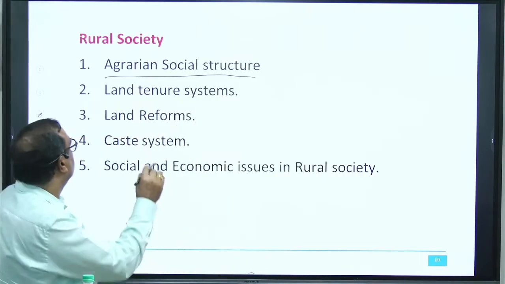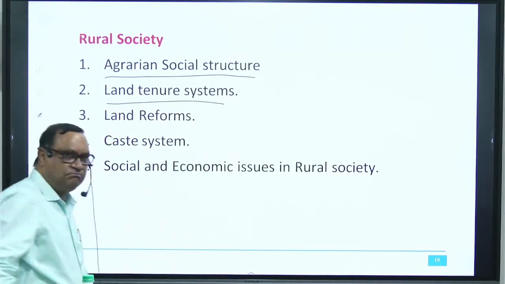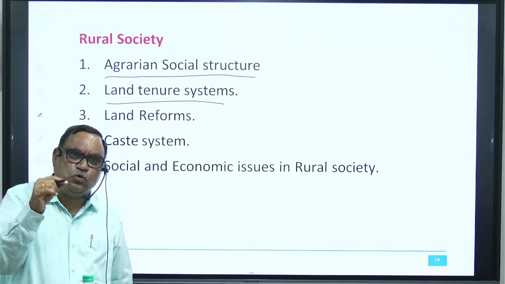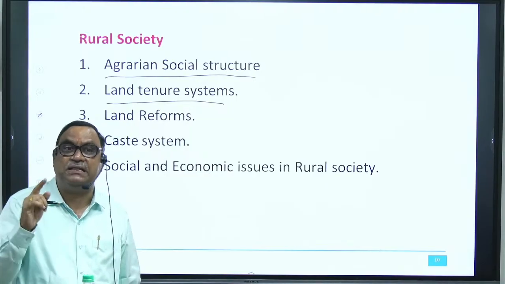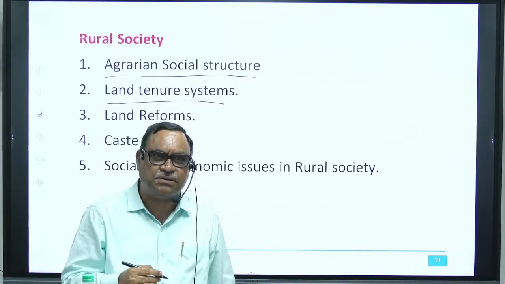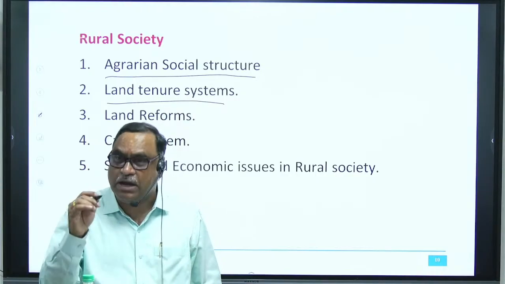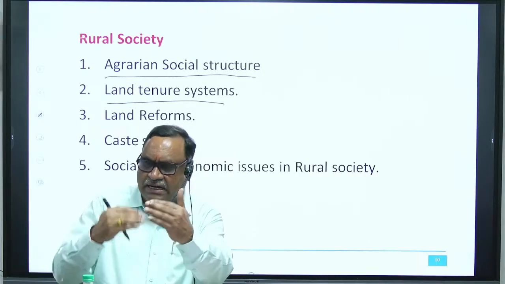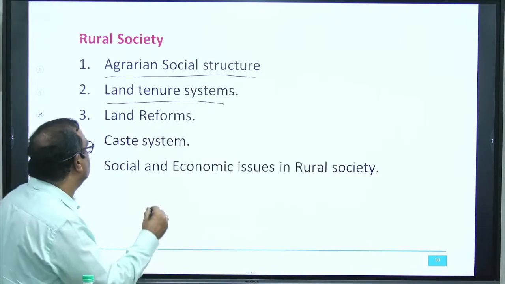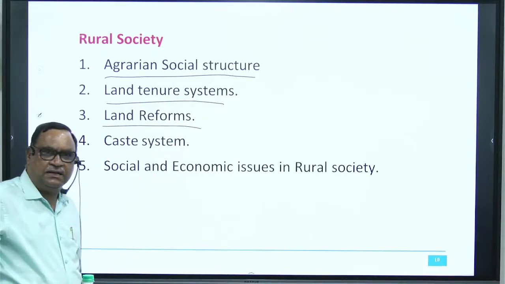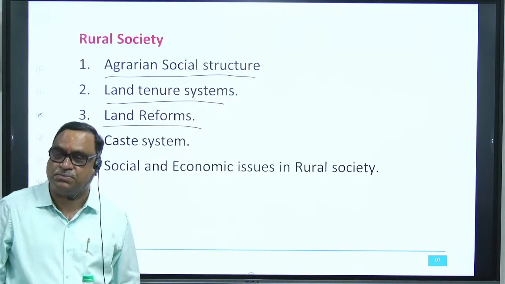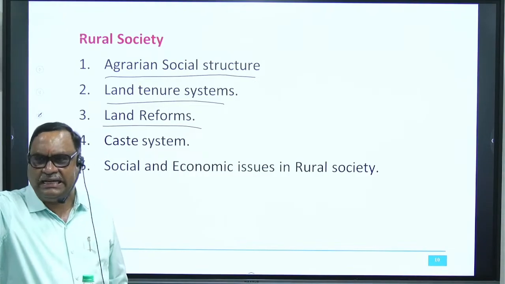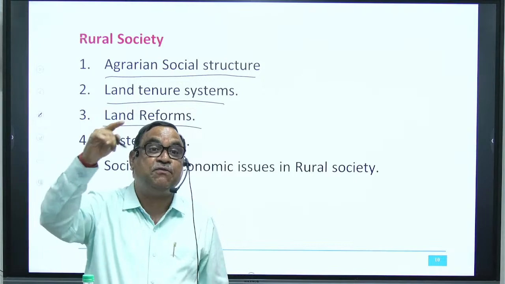So what kind of economic system do we have in rural areas? Then another one, the land tenure system. Especially during the British regime, different types of land tenure systems were introduced, like the Zamindari system, Jagirdari system, Raitwari system, that we have to discuss. Then in order to bring about change in the agrarian social structure, land reforms were initiated in different states, land reforms, which is very important. The same topic you can see in GS2, land reforms.